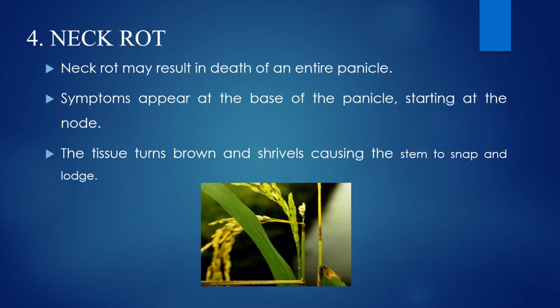The fourth one is neck rot. Neck rot may result in death of the entire panicle. Symptoms appear at the base of the panicle starting at the node. The tissue turns brown and shrivels, causing the stem to snap and lodge. The crop's head slides down when infected with neck rot.